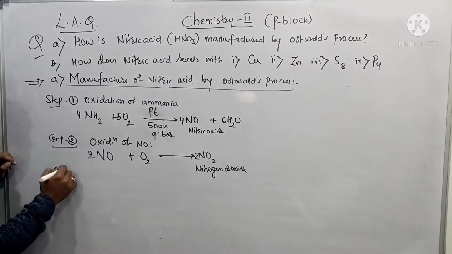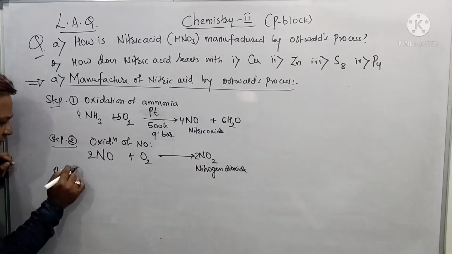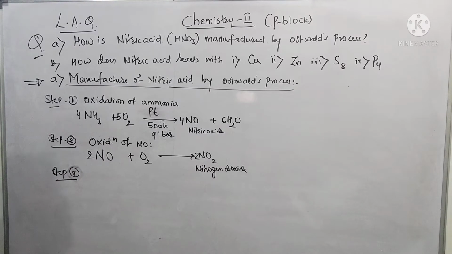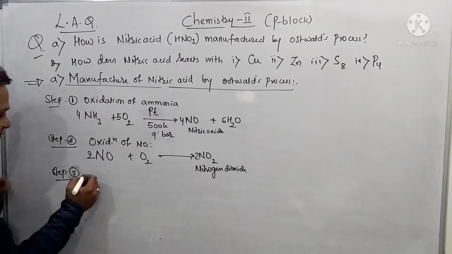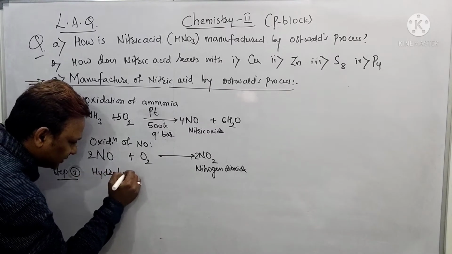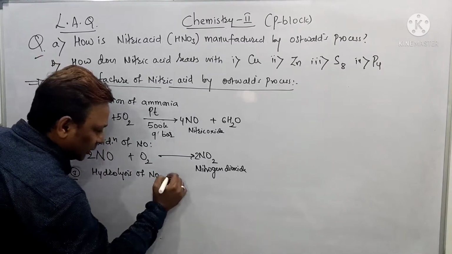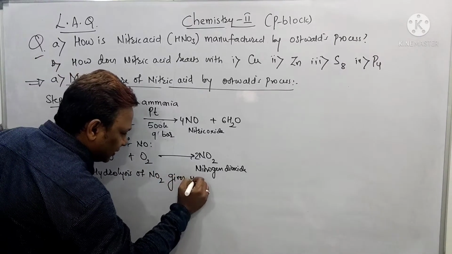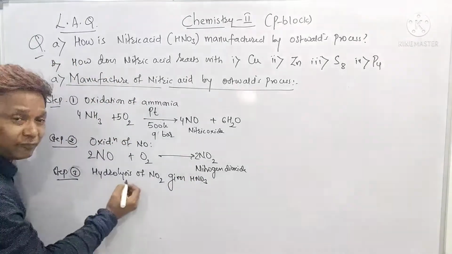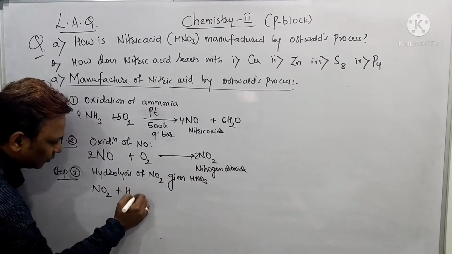Step number 3. See here, what did we get till now? We got NO2. The obtained NO2 on hydrolysis gives rise to dilute nitric acid. So now I should write hydrolysis of NO2 gives HNO3. What is meant by hydrolysis? Addition of water.